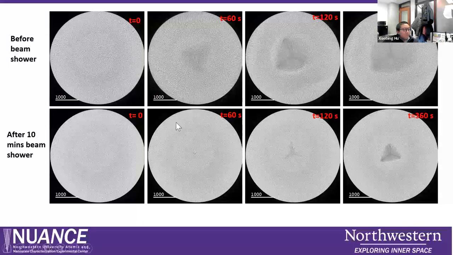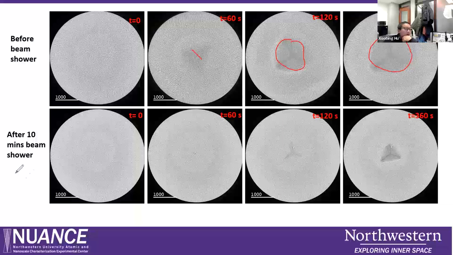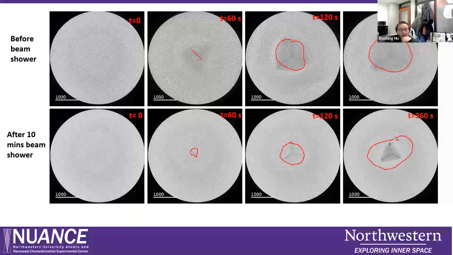So I'll give you one example. This is a sample. For example, at the beginning, before beam shower, it's very contaminated. And after 1 minute, you see this area, very dirty. Here, 10 minutes larger, 3 minutes even larger. But after 10 minutes of beam shower, you can see, after 1 minute, you didn't see anything. You see a black area here. This is due to the electron beam damaging the amorphous carbon. But after 2 minutes, you see some contamination. At 30 minutes, you can see it becomes worse.